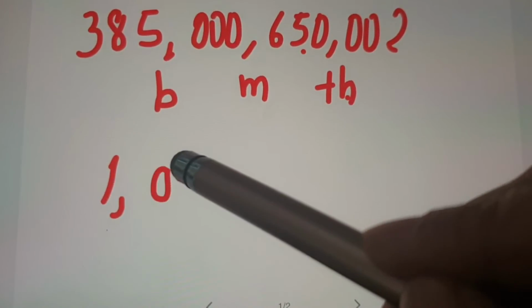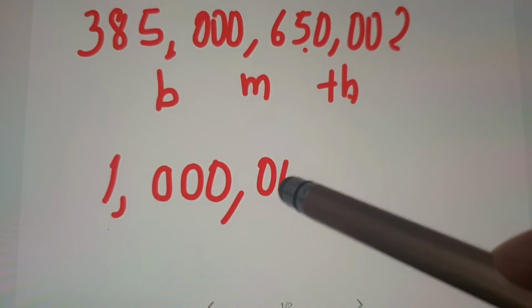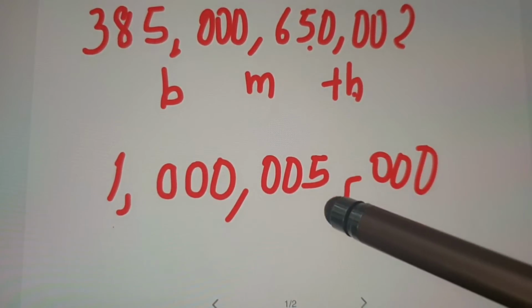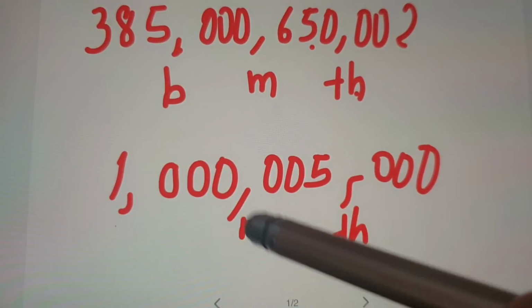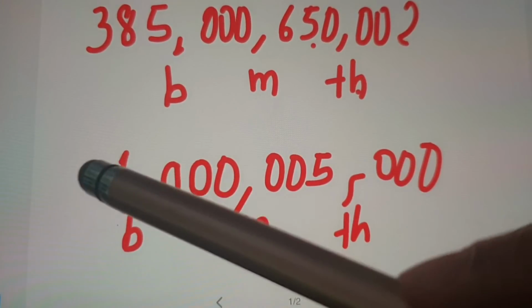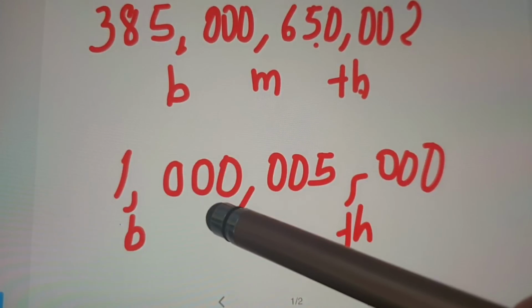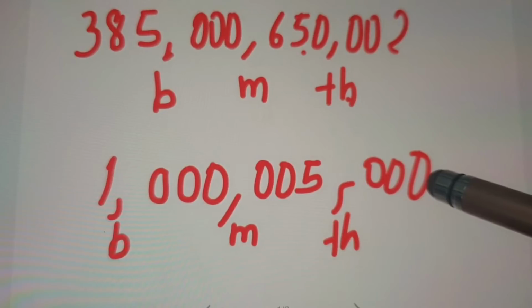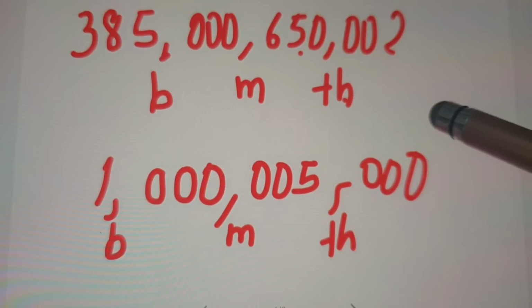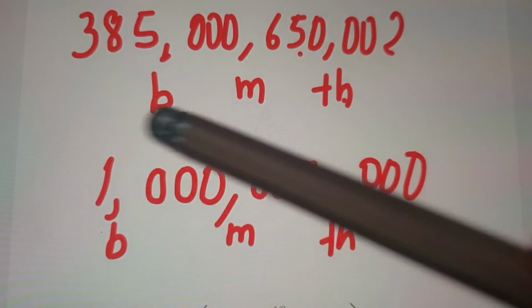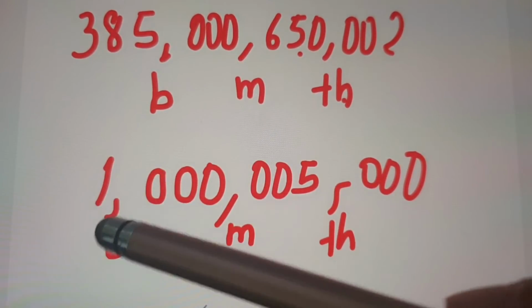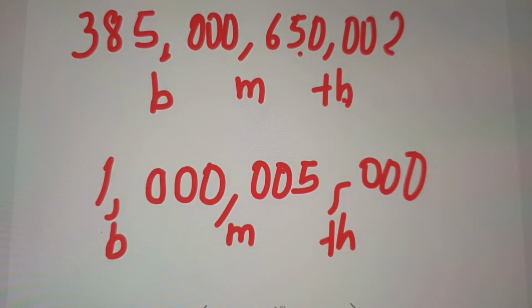Another example. Okay, so this is thousand, million, and billion. So this is 1 billion, no million, 5,000, no unit place. So this number is read as 1 billion 5,000. Very good.